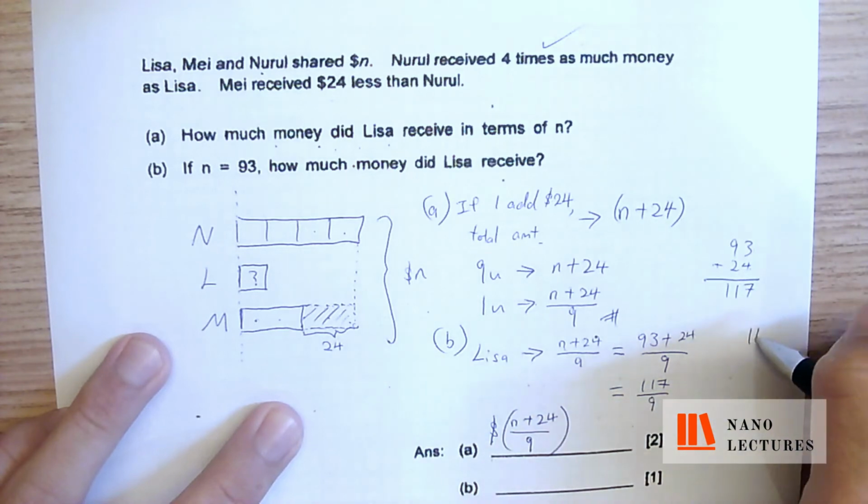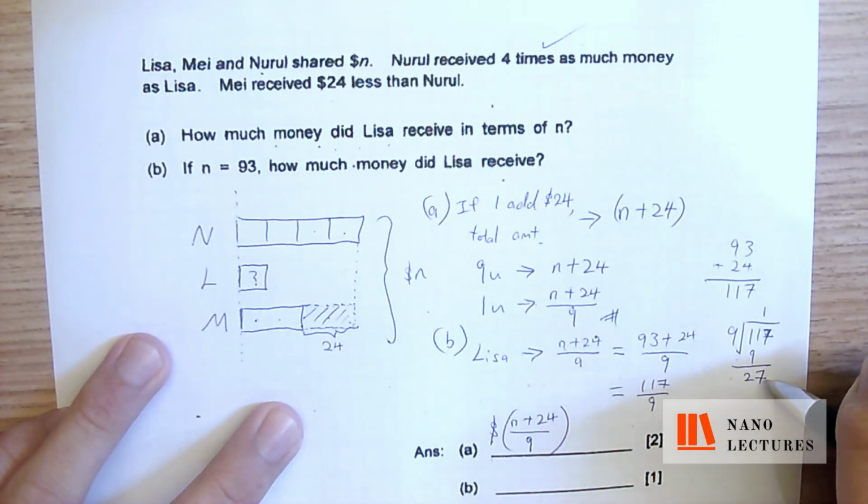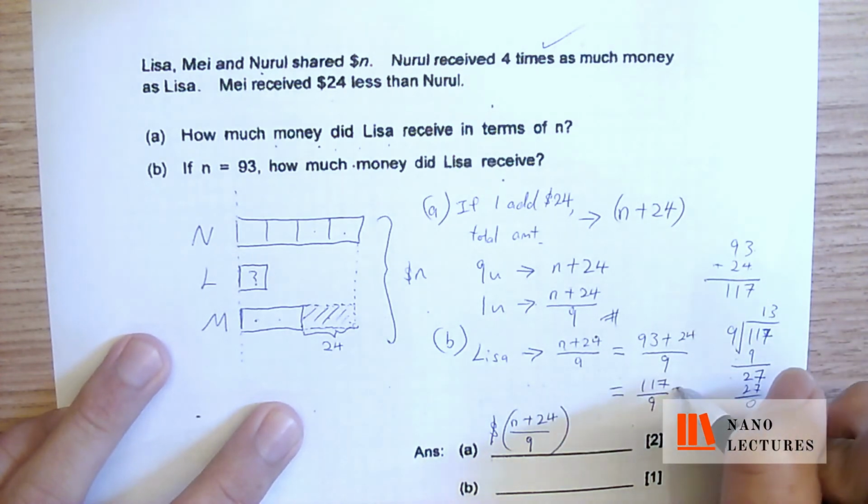Okay, long division, 117 over 9. Here will be 1, 9, 11 minus 9 is 2, 27. 27 divided by 9 will give us 3, so it's 27, 0. So, $13.